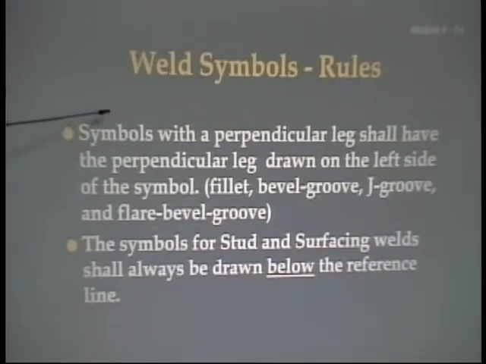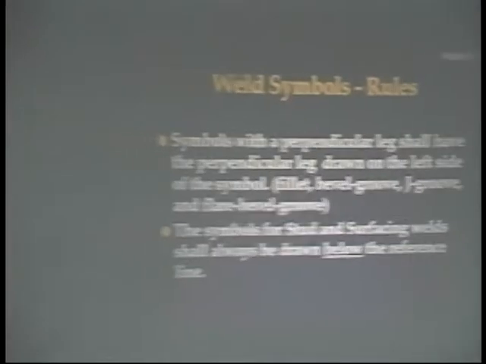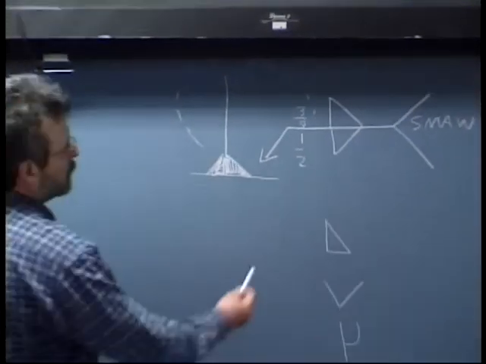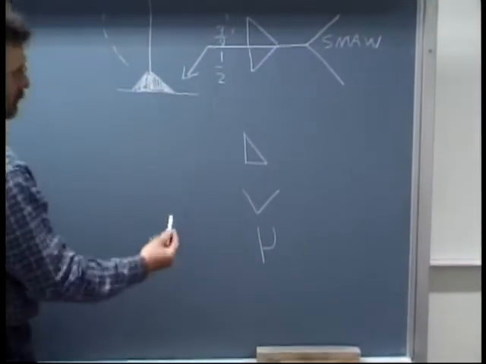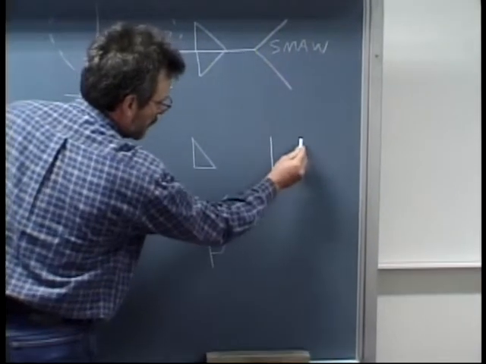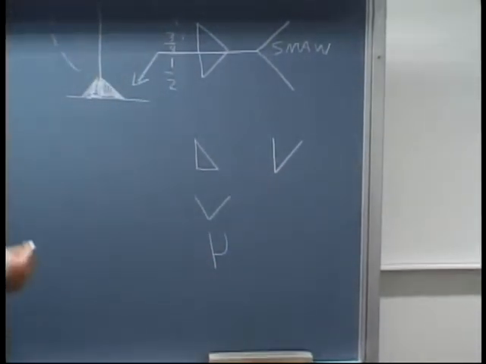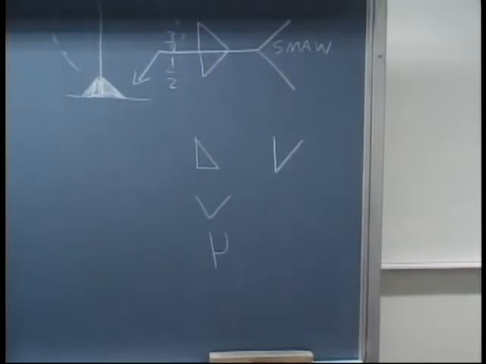So symbols with a perpendicular leg shall have the perpendicular leg drawn on the left side of the symbol. That is a fillet weld, a bevel groove, a J groove, the flare bevel groove. If it's got a straight line element, it will be drawn to the left. The symbols for stud and surfacing welds shall always be drawn below the reference line. So if you look here at our symbol that we've been working on, you can see that the straight line is on the left. The symbol for the J groove is on the left. If we had a single bevel, the straight line element of that would be drawn on the left. So it's always on the left-hand side. Keep that in mind because you may get that as a question on your test.